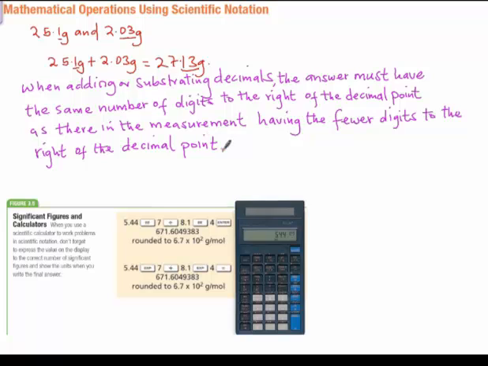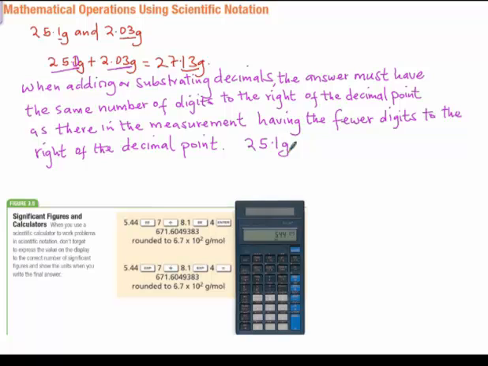So this one is the one with fewer digits. This has more digits. So we are supposed to compare this, and not this one. So we are saying when adding or subtracting decimals, the answer must have the same number of digits to the right of the decimal point as there are in the measurement having the fewer digits to the right of the decimal. So when we compare the two values, the measurement with the fewer digits to the right of the decimal point is, in this case, 25.1 gram.